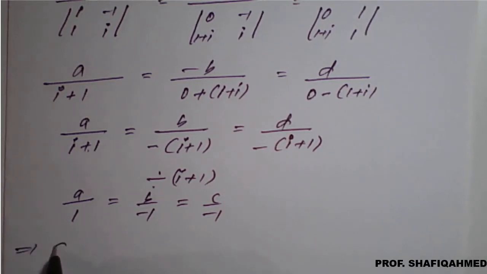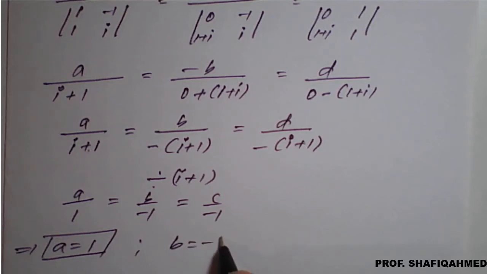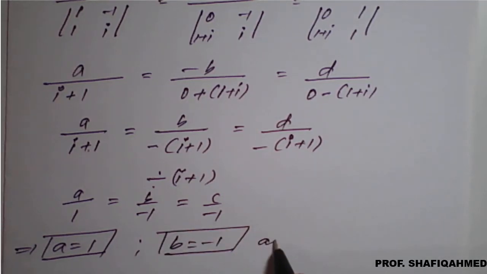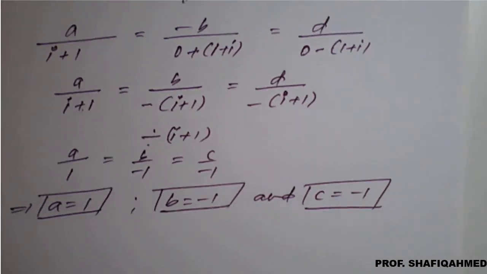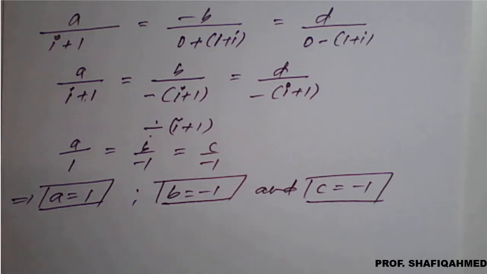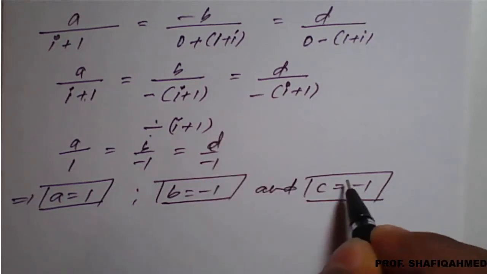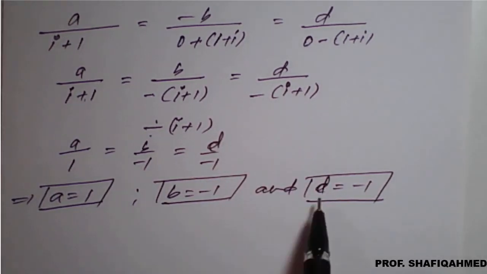Therefore, the value of a is 1, the value of b is minus 1, and the value of d is minus 1. So we got the a, b and d values.